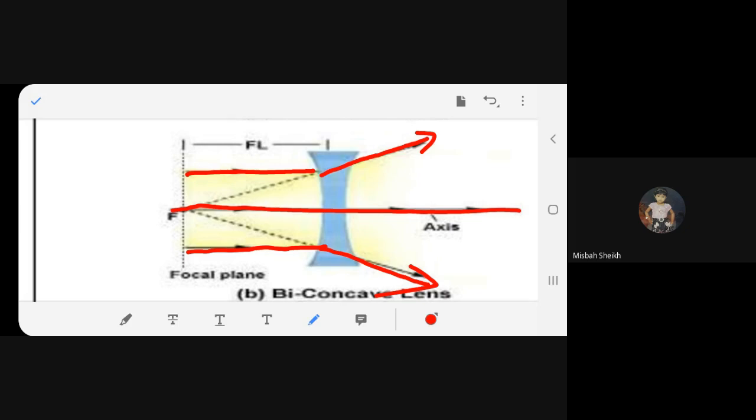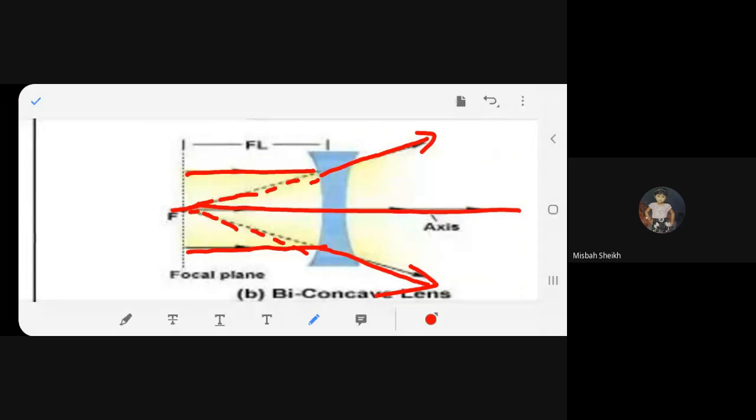If it diverges, it's not meeting anywhere. For the image to form, the rays have to meet, isn't it? Where will it meet? What I will do is make it go backward at the focus. You got it now? Now these are dotted lines. So what will the image be? Virtual. You understood now?